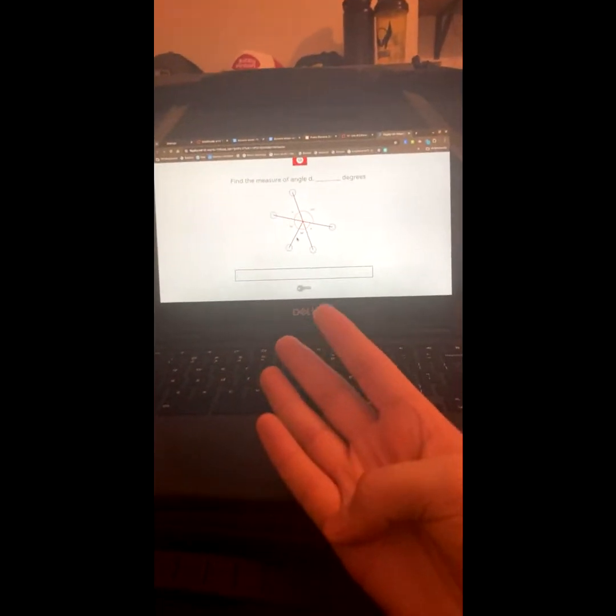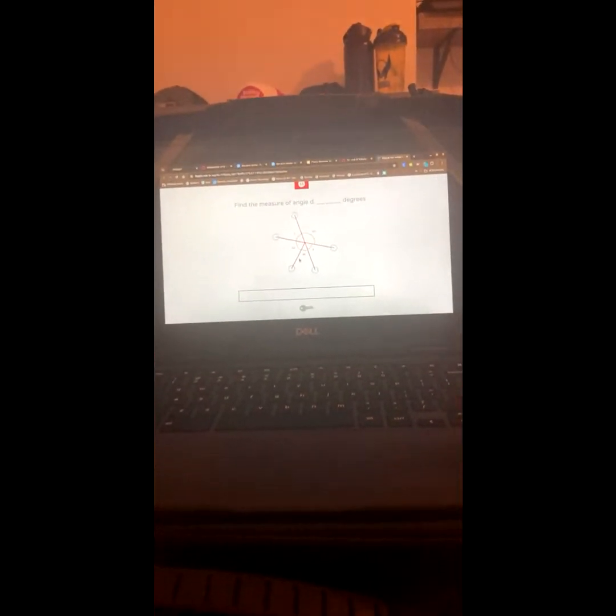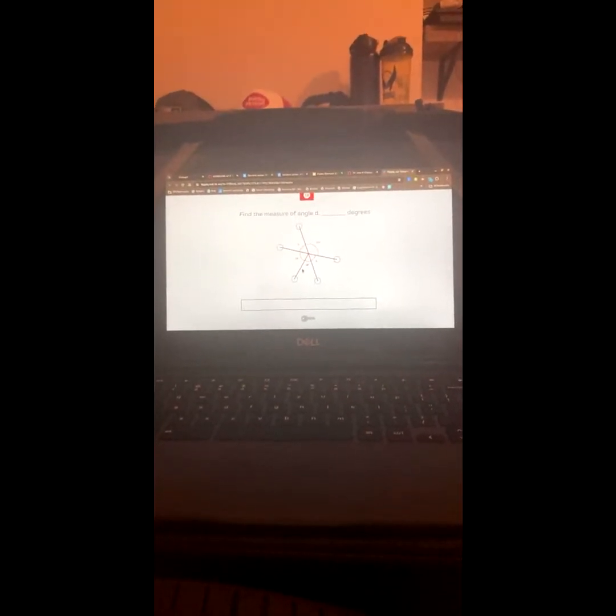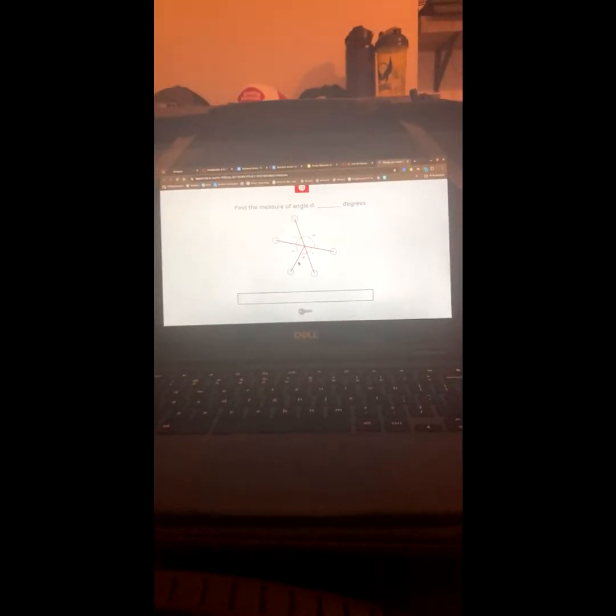Trying to find the angle measure D. So, if any of you guys are in 8th grade and you don't know anything about these angles, there's 4 types of angles that you need to know about: supplementary, complementary, vertical, and adjacent. Adjacent means that 2 angles are together. Complementary has a degree of 90, and vertical should be the same thing, I believe.